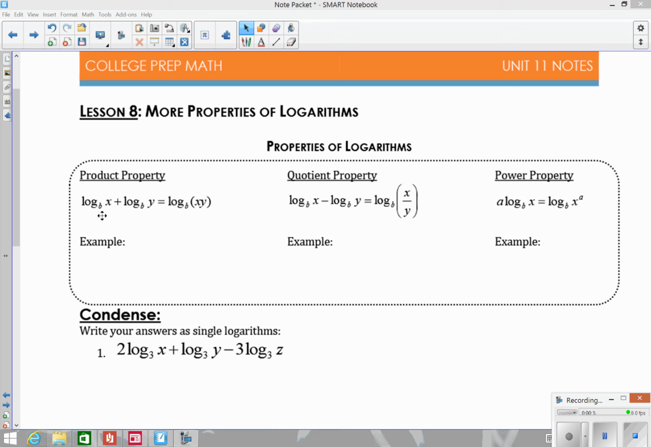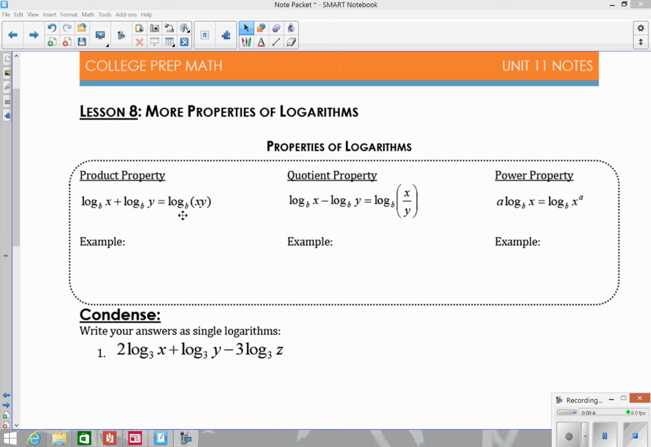For the product property, if I have log with the same base and I'm adding log of x plus log of y, that's equivalent to saying log of that same base of x times y. So the addition becomes multiplication. Keep in mind though that it does have to be two separate logs added together equals the log of the product of those two things.